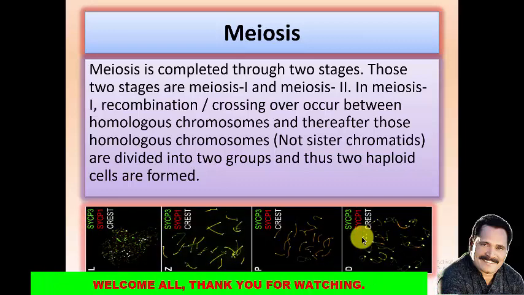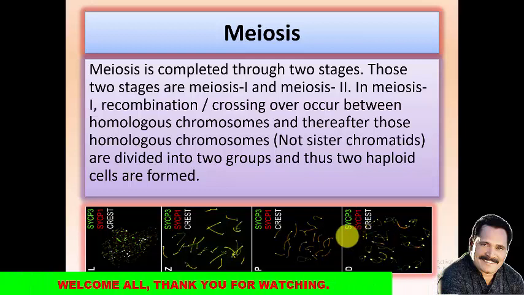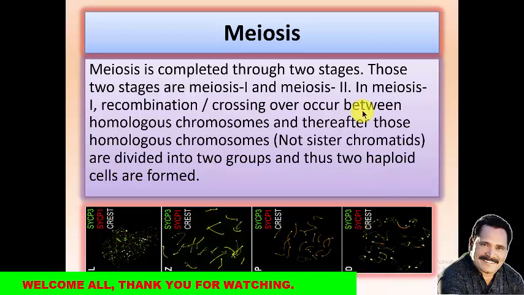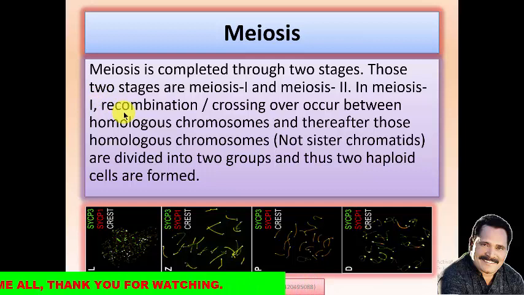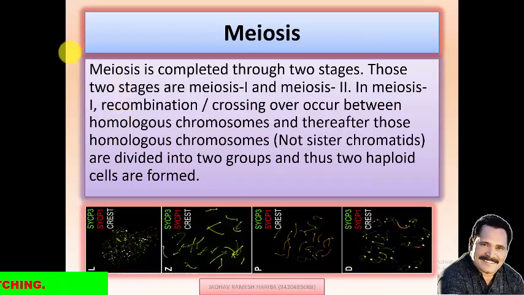As you see here, in meiosis first, in prophase first, recombination or crossing over occurs between the homologous chromosomes. Due to this recombination or crossing over, we see the varieties of living organisms, and it is also essential for the diversity of living organisms on this earth. That crossing over occurs in meiosis first, in prophase.